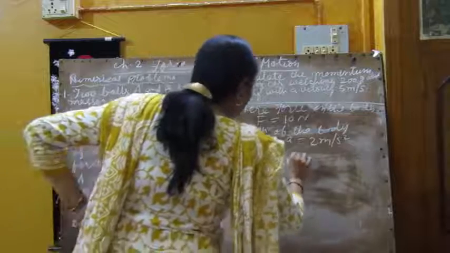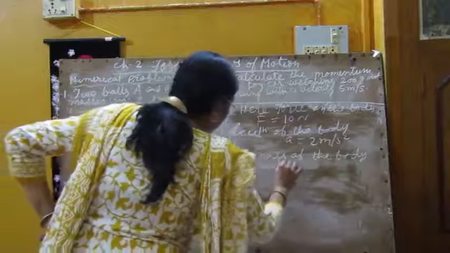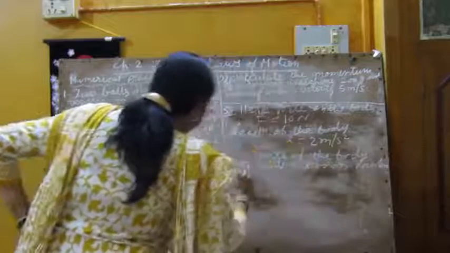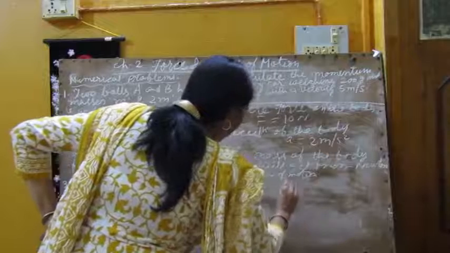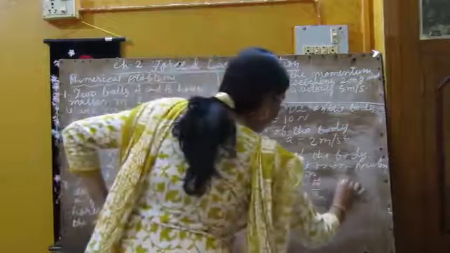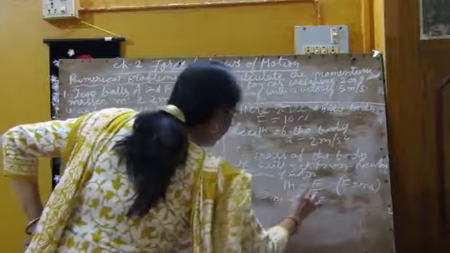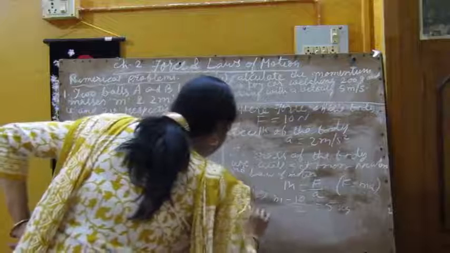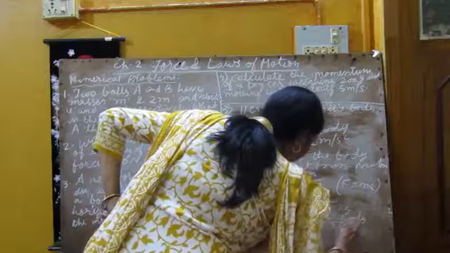Therefore, the mass of the body we will get from Newton's second law of motion, m equals to F by a. Or F equals to ma, in bracket you write F equals to ma. So m equals to F by a. Now you just put the data. m equals to F means 10 and a means 2. So this is 5 kg. Okay, then for the answer you write, the mass of the body equals to 5 kg. Clear?